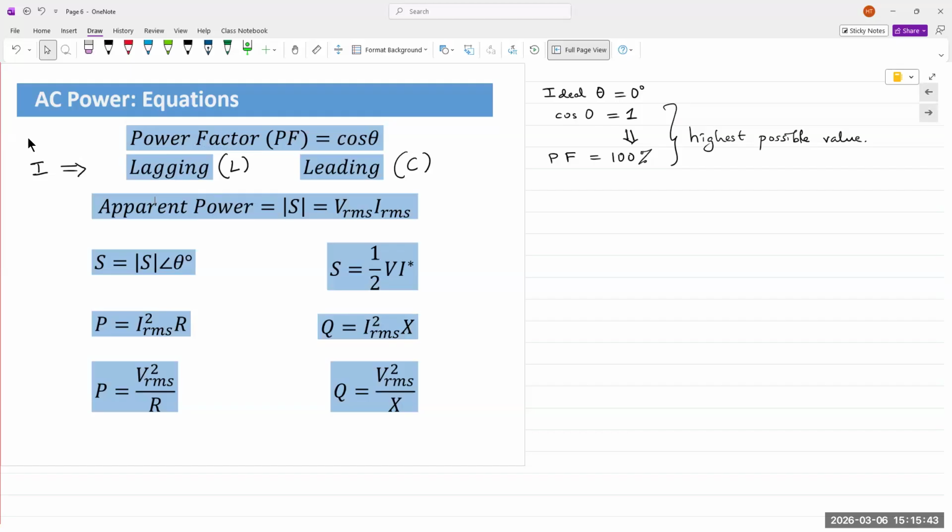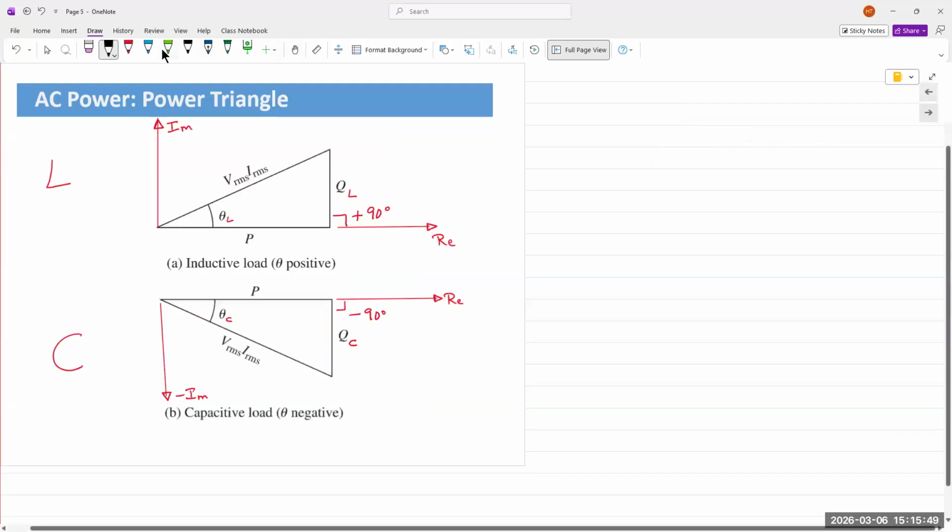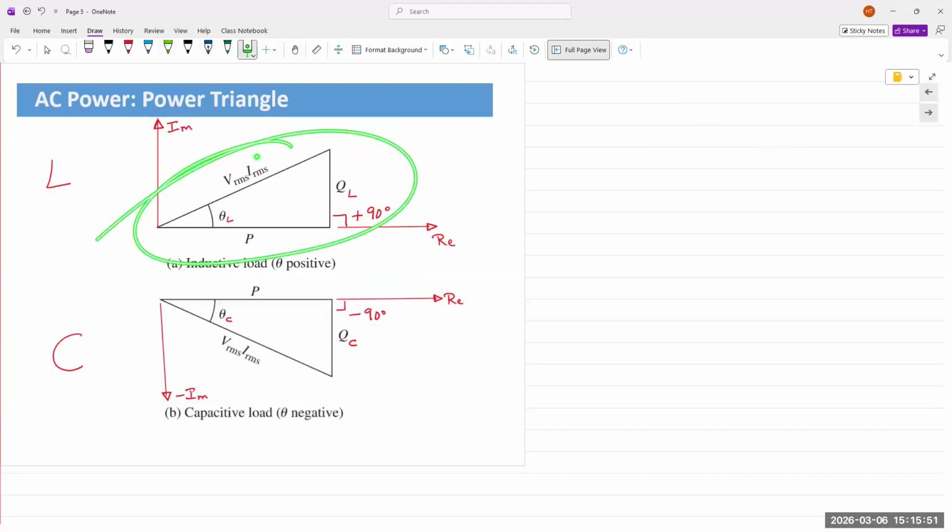Also, a few other equations and terms are listed here. This is a right angle triangle, right? Real power or average power on the x-axis, reactive power on the y-axis, and then the hypotenuse joins the two ends of the triangle. And then the fourth quantity is the power angle theta. So you have three sides of the right angle triangle, P, Q, and magnitude of S, and you have the power angle theta. In order to determine any one of these four quantities, you need at least two.